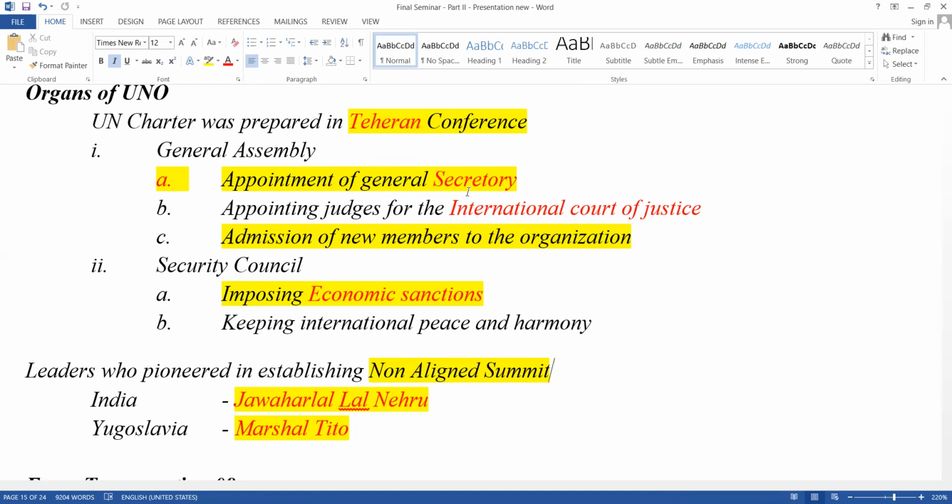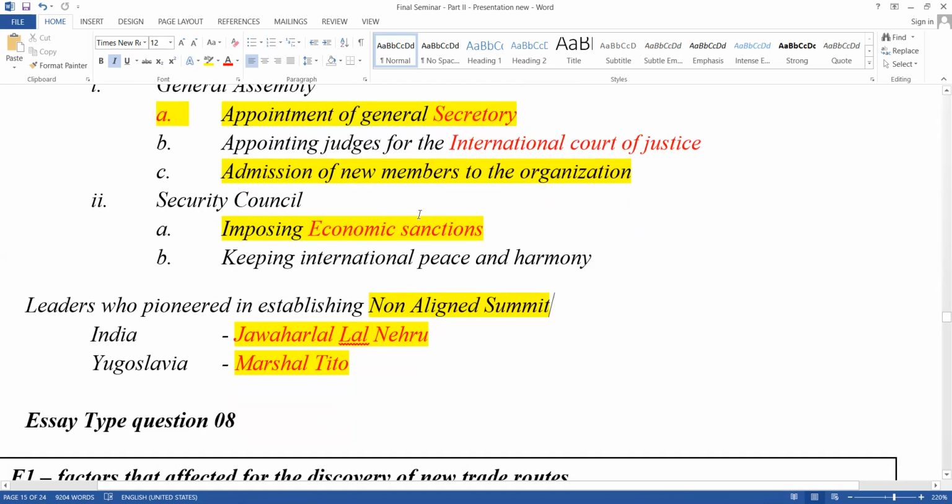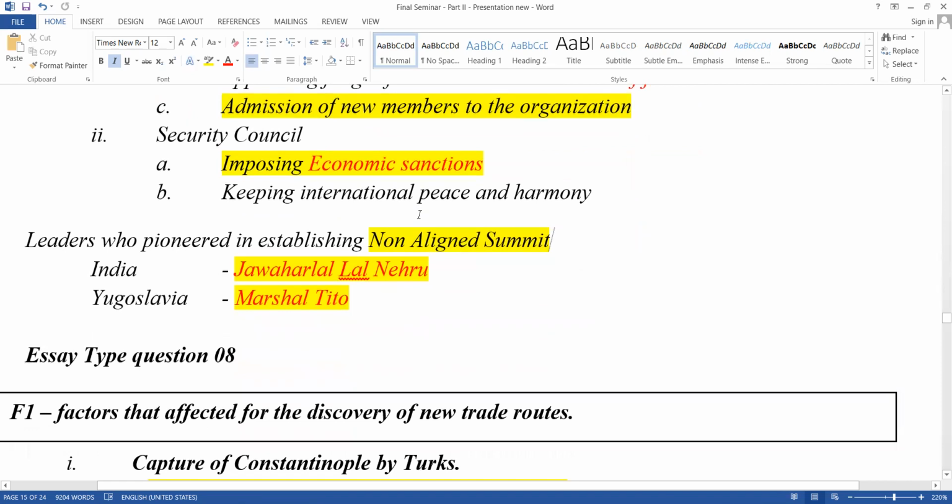Sarah is asking, what about Russia under economic sanctions? Yes, but no problem. Why? Russia is a big country. They can survive under economic sanctions. But our countries are very small and we cannot survive. Right now we'll go to model questions.